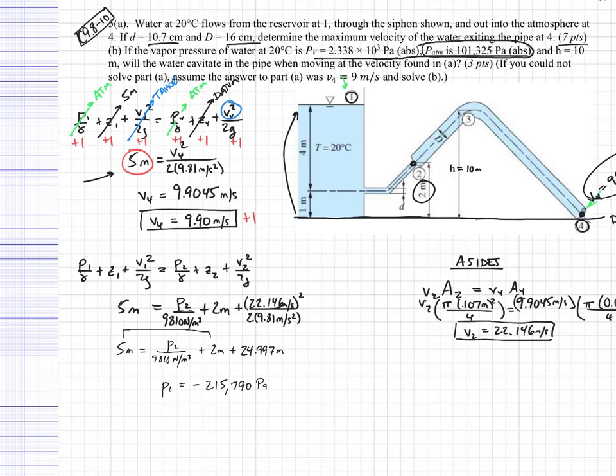Remember, this is all gauge. If I wanted to turn that into absolute, I would say P2 then equals 101,325 pascals minus 215,790 pascals. So P2 is a negative number in absolute. I actually didn't do this calculation, but I can do it real quick. Negative 114,470 pascals.